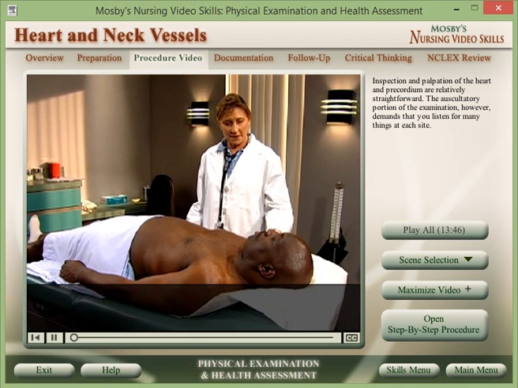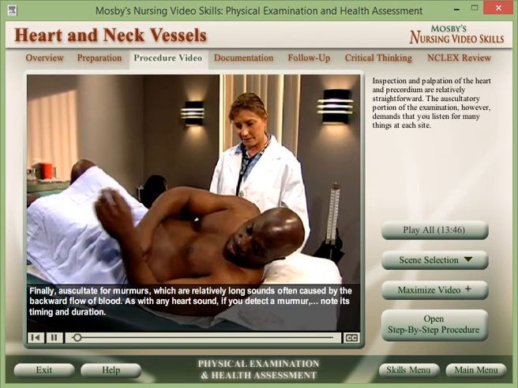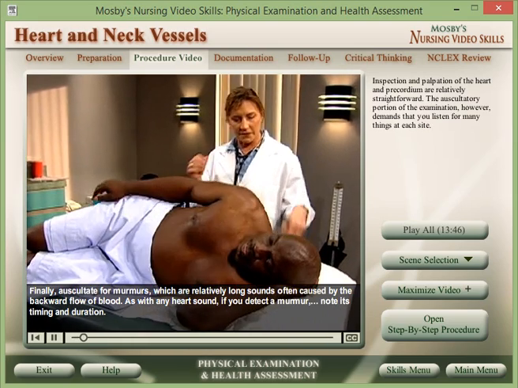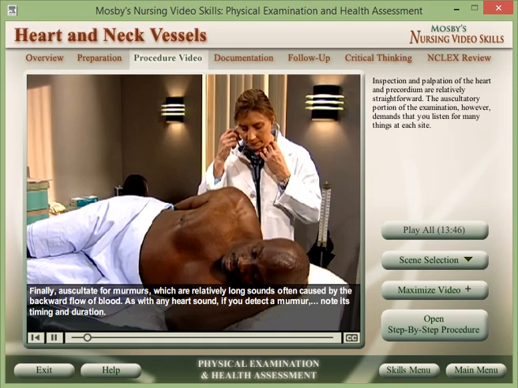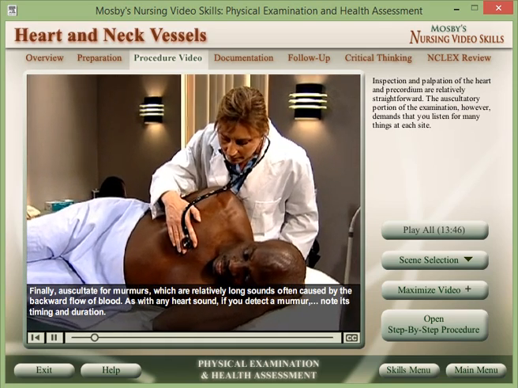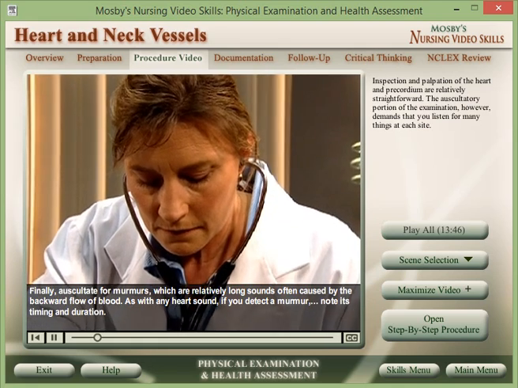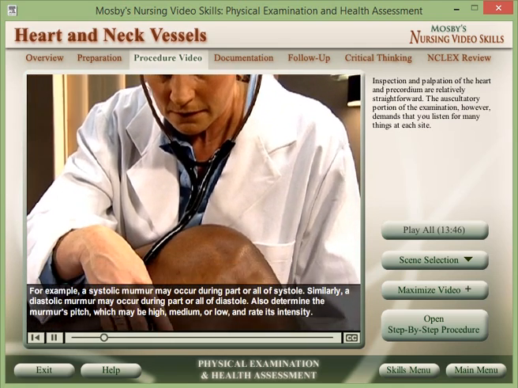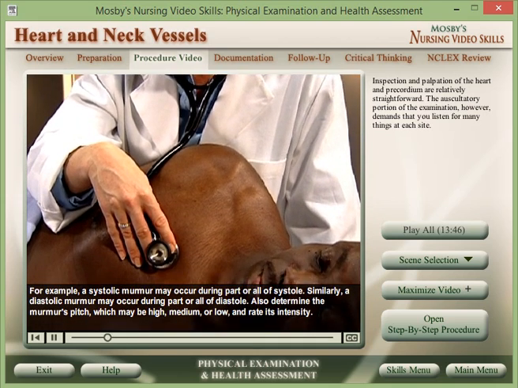Please turn onto your left side. Finally, auscultate for murmurs, which are relatively long sounds, often caused by the backward flow of blood. As with any heart sound, if you detect a murmur, note its timing and duration. For example, a systolic murmur may occur during part or all of systole.